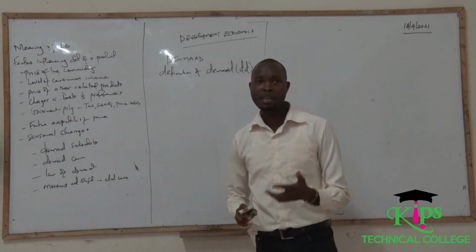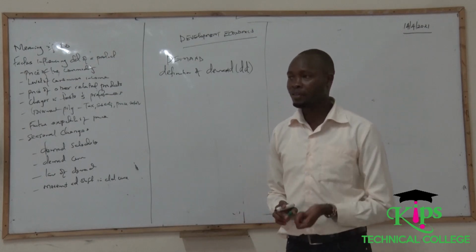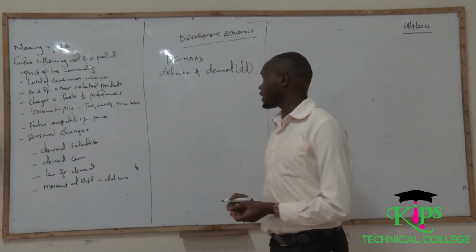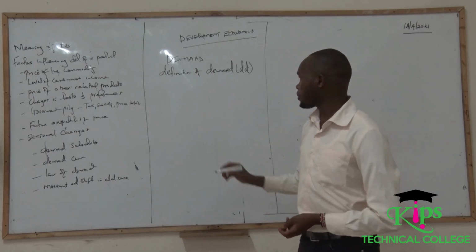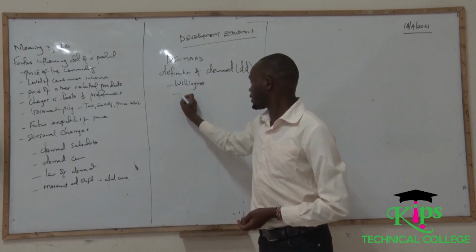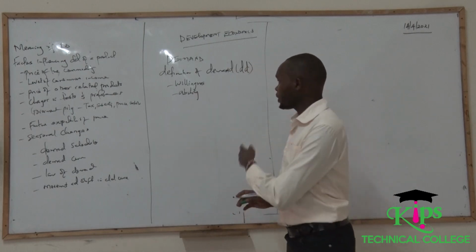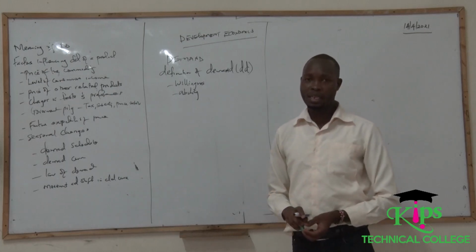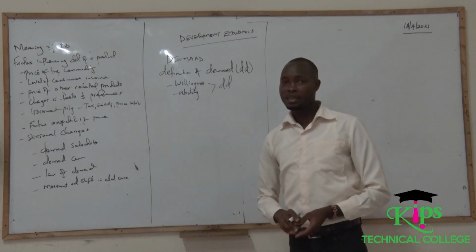Demand is the quantity of a commodity that consumers are willing and able to buy at a given price over a given period of time. There are two basic terms that when defining demand, you must capture: the willingness, and the ability. You can have willingness but not ability, or ability but not willingness. So, for us to say that there is demand, both must be present.